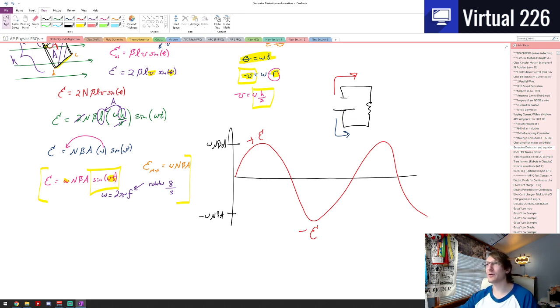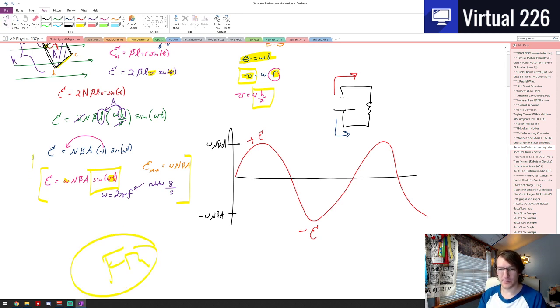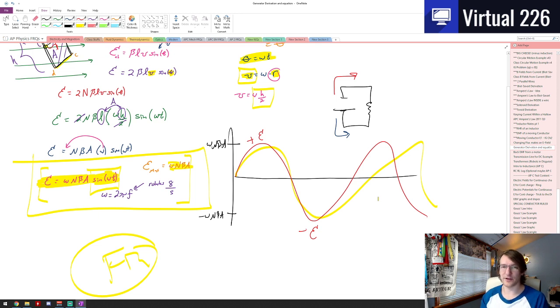Okay, but for right now, this video is finished. You know how to generate an EMF with a generator by this equation right here, and this is the big equation you want. The EMF generated is the WNBA, or the omega NBA sine omega t, with a max, and knowing that you're going to get a really terribly drawn sine function out of that. Okay? So for now, this is finished.